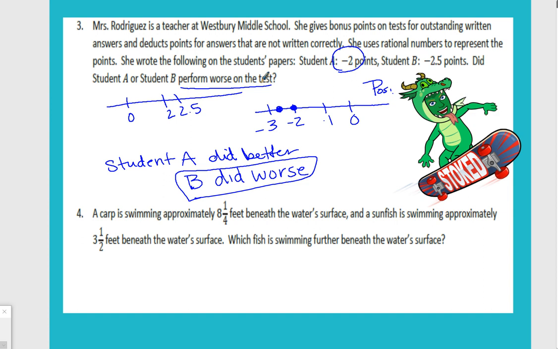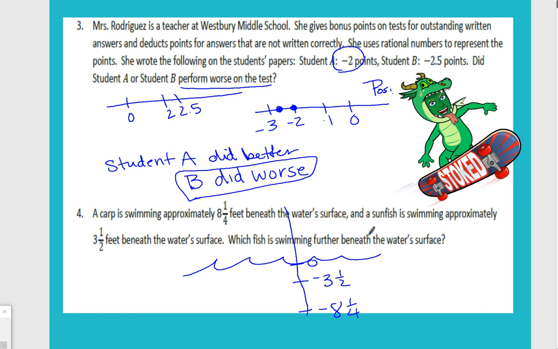Number 4, a carp is swimming approximately 8.25 feet beneath the water surface. A sunfish is swimming approximately 3.5 feet beneath the water surface. Which fish is swimming further beneath the water surface? Well, let's pretend here's our water. We have a vertical number line because here would be our 0. Where would these two fish be located? Well, 3.5 feet we can say is about there, and 8.25 feet is farther down, right?